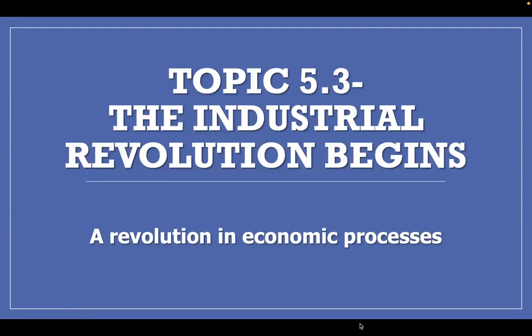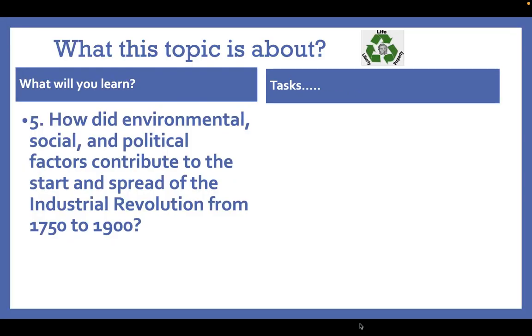Okay, so this is the video that introduces topic 5.3. The Industrial Revolution begins. And the Industrial Revolution was our revolution, not in political processes like the Enlightenment was, but in economic processes. So in this concept, our essential question is to be able to identify the environmental, the social, and political factors that contributed to the start and the spread of the Industrial Revolution from 1750 to 1900.